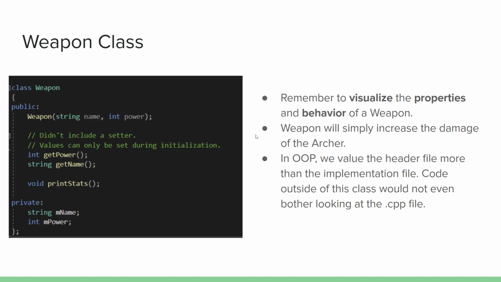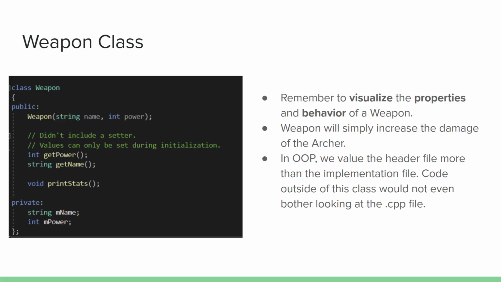So weapon class. Remember to visualize the properties and behavior of a weapon. You have to think, what does a weapon have? Not all, it should have some damage. Maybe it should have some attack speed, right? Of course, it needs to have a name. Maybe it needs to have a level, like a level requirement, etc., etc. So we have to visualize it depending on what kind of game you want to make. So weapon will simply increase the damage of an archer here.